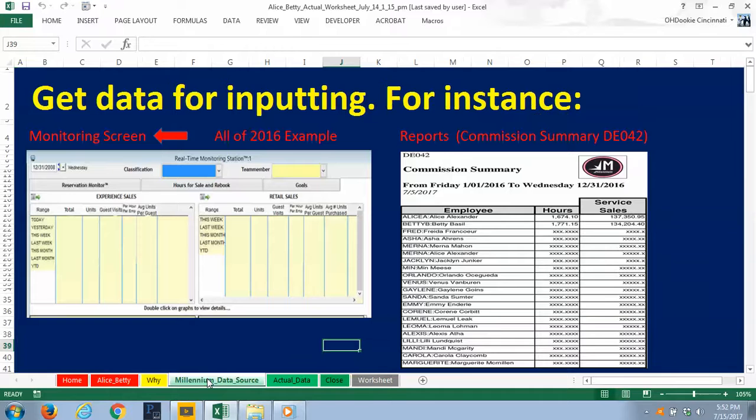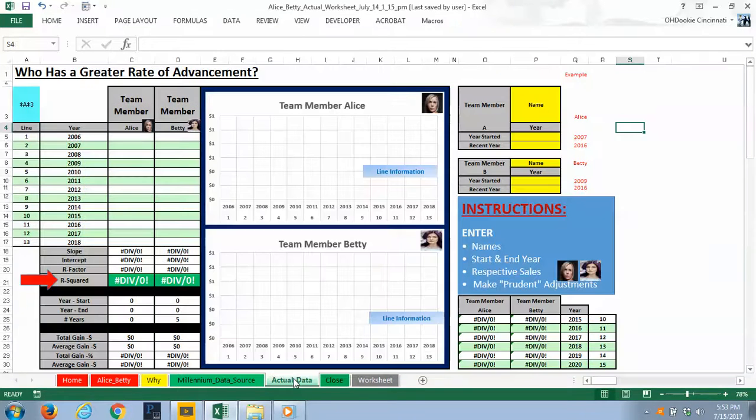The information that you're getting off the Millennium system could be easily obtained for sales through the monitoring screen simply by adding the time period that would be the end of each year and the corresponding team member, or you could simply just have a planned or downloaded report such as your commission sales summary. Each one of those gives you great information so that you can take that and put it into a spreadsheet.